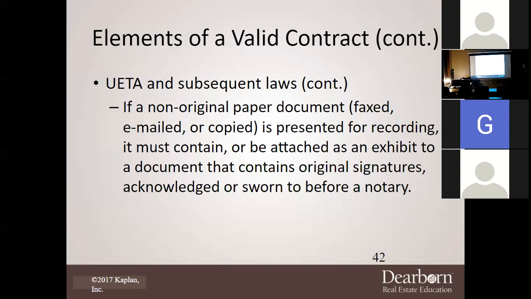Again, if a non-original paper document, which is faxed, emailed, or copied, is presented for recording, it has to contain or be attached as an exhibit to a document that contains the original signatures and is acknowledged or sworn before a notary. So if I'm sending an email and I want it to go into public record, I have to have a notary put an acknowledgement stating that this is a true document.